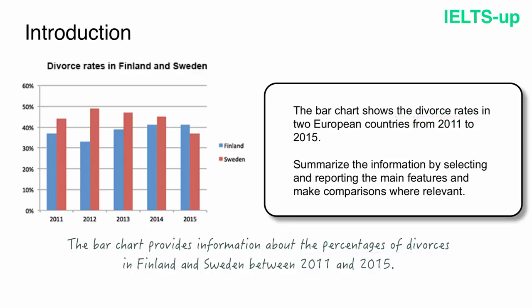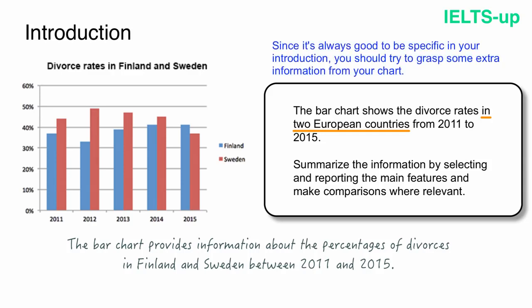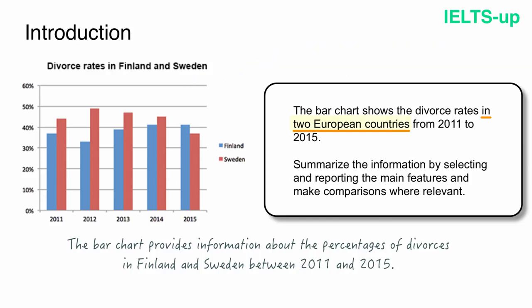After that comes the phrase in 2 European countries. Since it's always good to be specific in your introduction, you should try to grasp some extra information from your chart. What are those 2 European countries? Do we know? In fact, we do! Those are Finland and Sweden. So we'll use this information in our introduction by writing in Finland and Sweden.